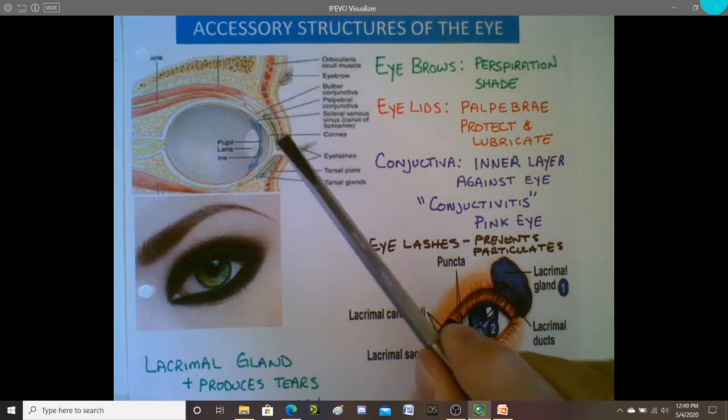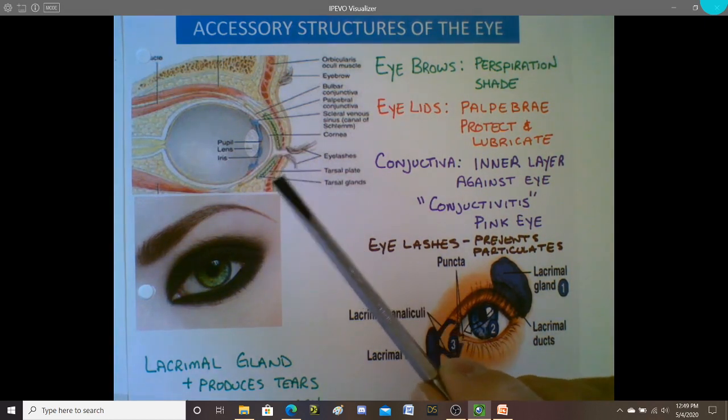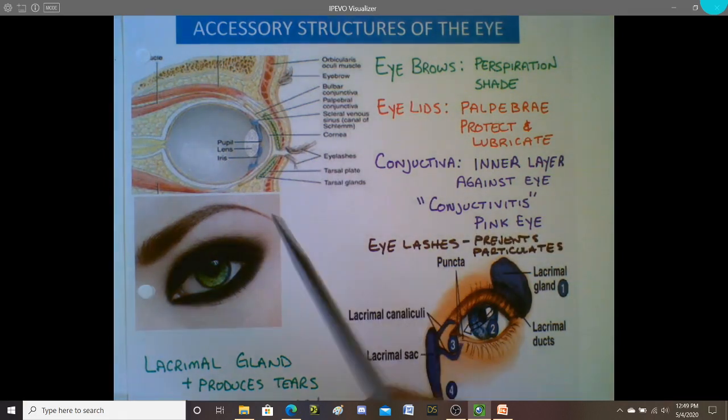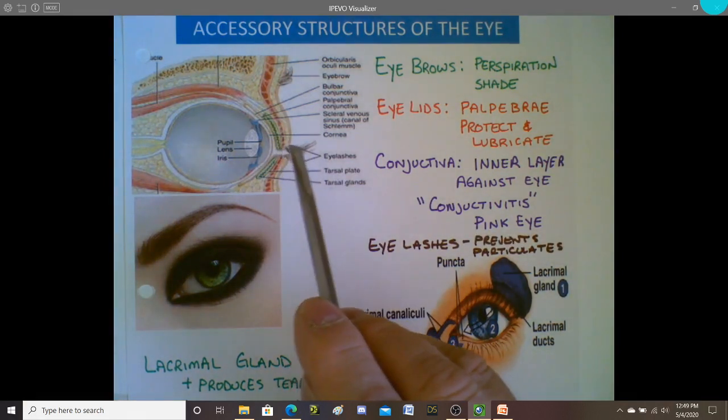You secrete a lot of fluid trying to flush out your eye, and that's why it can stick together when you have pink eye or conjunctivitis. Then we have our eyelashes. So we've got these eyelashes that are coming out, and they are just a protective structure.